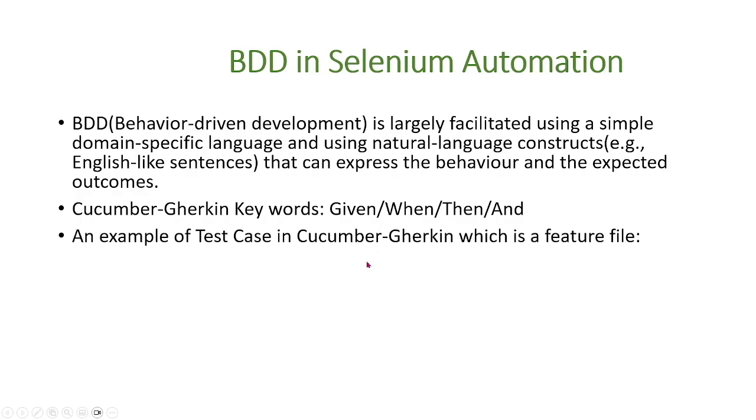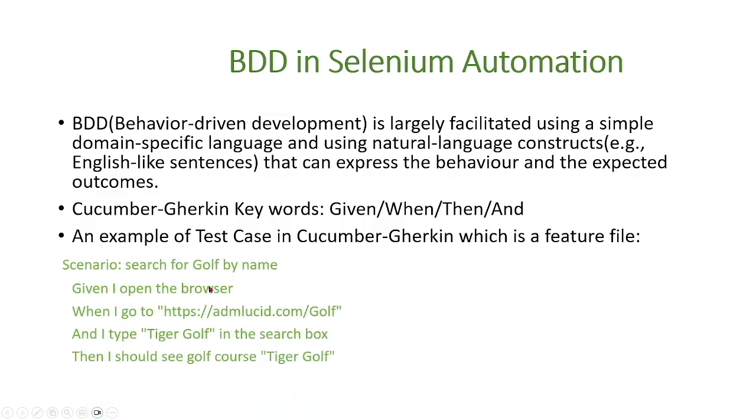An example of a test case in Cucumber Gherkin, which is a feature file, is shown here. We have the scenario, which is search for golf by name. We have the keywords Given, When, and Then. Given I open the browser, when I go to this browser URL and I type in Tiger Golf in the search box, then I should see the golf course Tiger Golf. So this Then is like an assert statement.